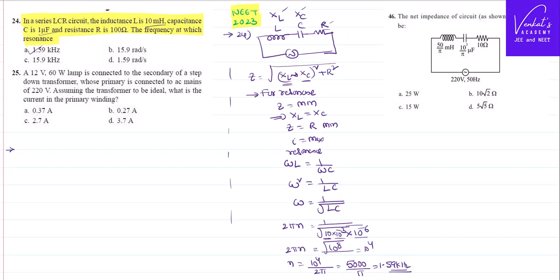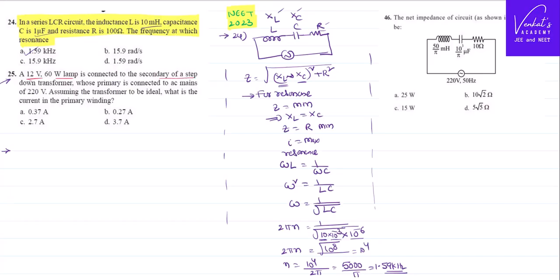After solving the 24th, let us progress to the next question, that is question number 25. Let us see what this question says. A 12 volt and 60 watt lamp is connected to the secondary of a step down transformer. So this is about a transformer. A transformer will first of all have a primary part and the secondary coil. Between them there is a core. Here the parameters are primary, here the parameters are secondary.